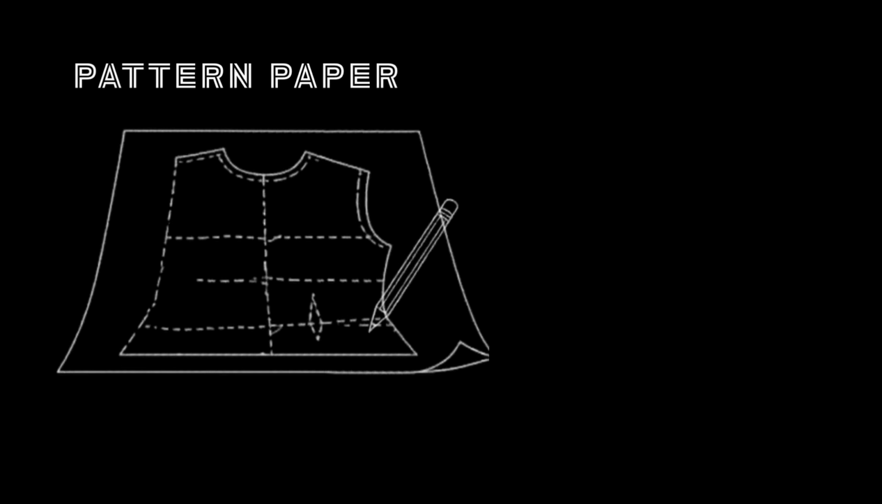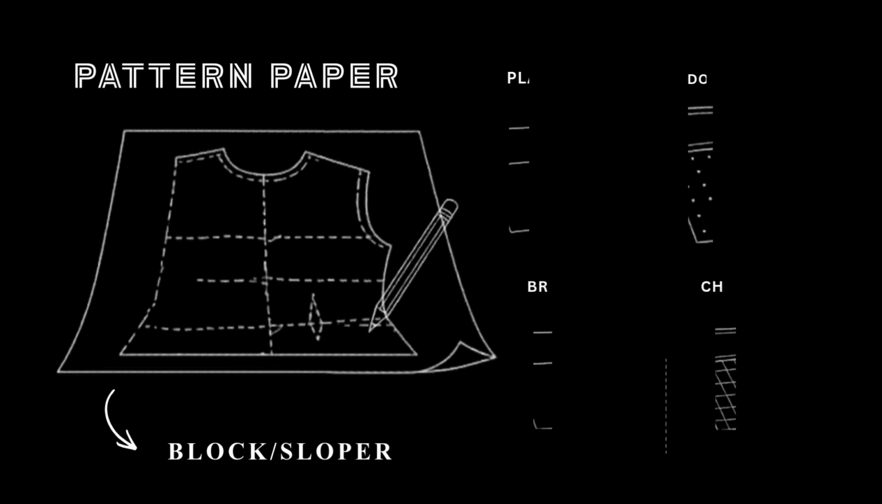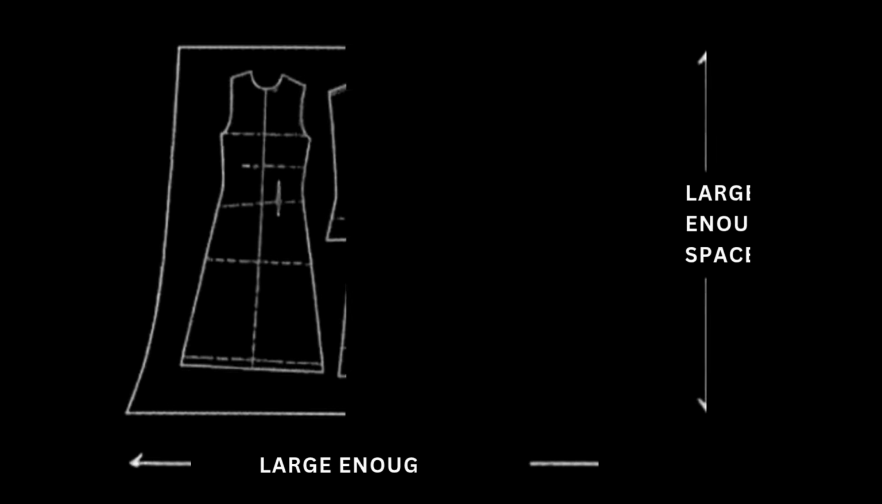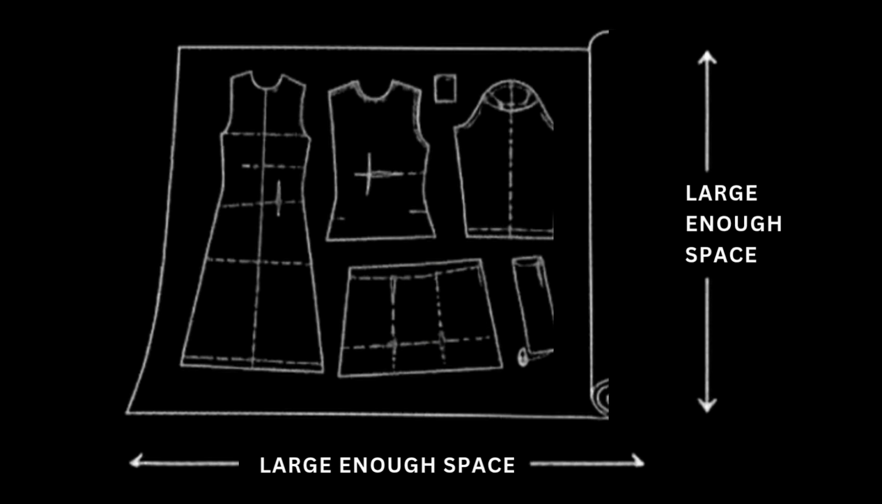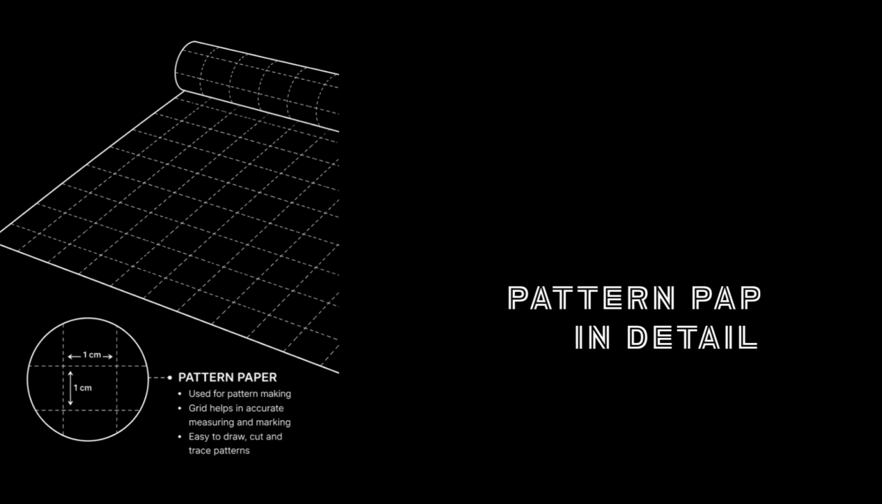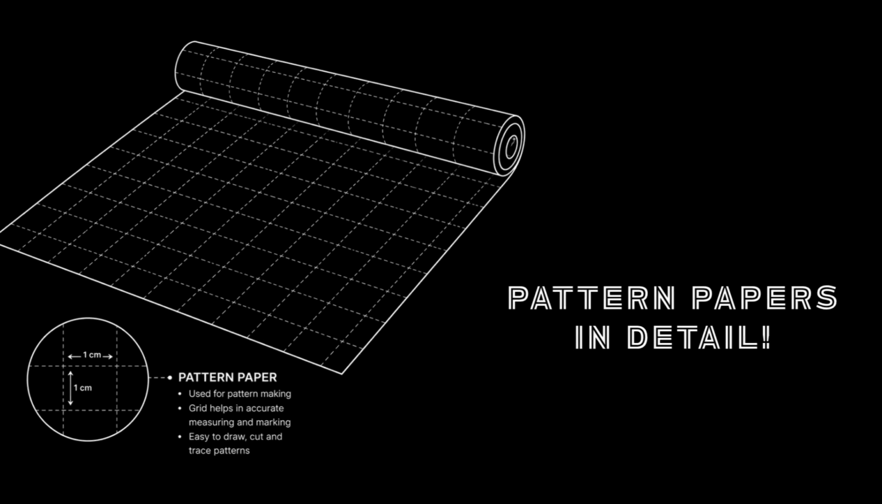Next is the pattern paper. Pattern paper is used to draft the first version of a garment pattern, which we call blocks or slopers. There are different types of pattern paper. It can be plain paper, dot and cross paper, brown paper, or chart paper, depending upon what you prefer. Always use large enough paper so you have enough space to draw a complete pattern. Let me know if you want to know more about the pattern paper. We can discuss it in detail in later videos.